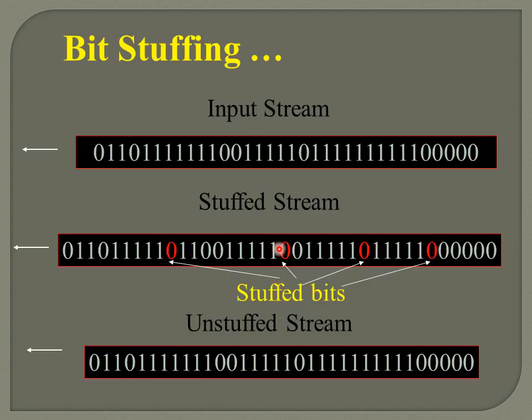The same thing is done at the end for each of the stuffed bits. You'll see that this 0 is dropped, this 0 will be dropped, and this 0 will be dropped to get back your original stream of data. So this is basically how bit stuffing works.